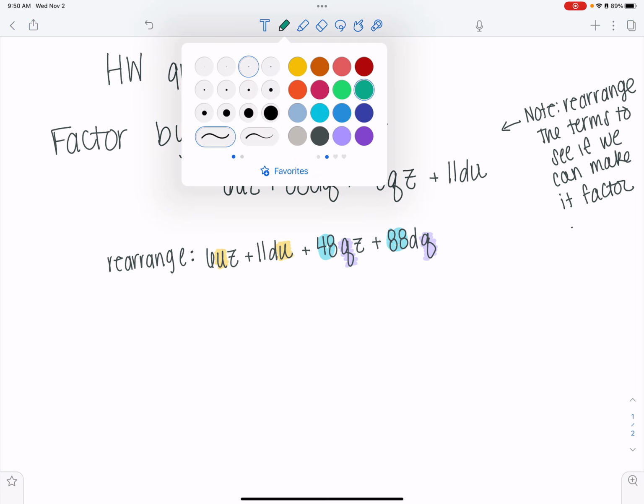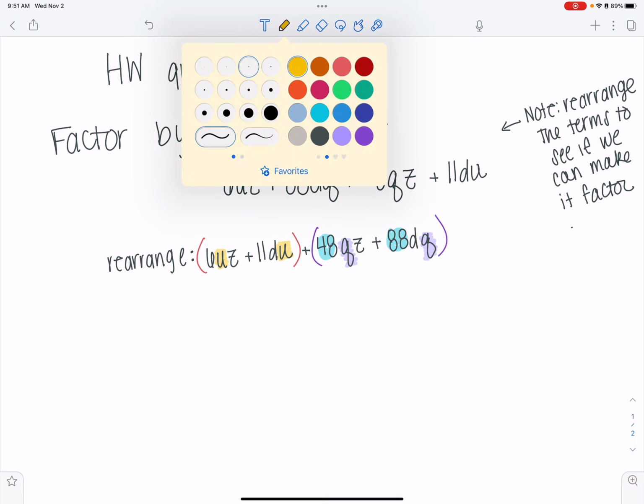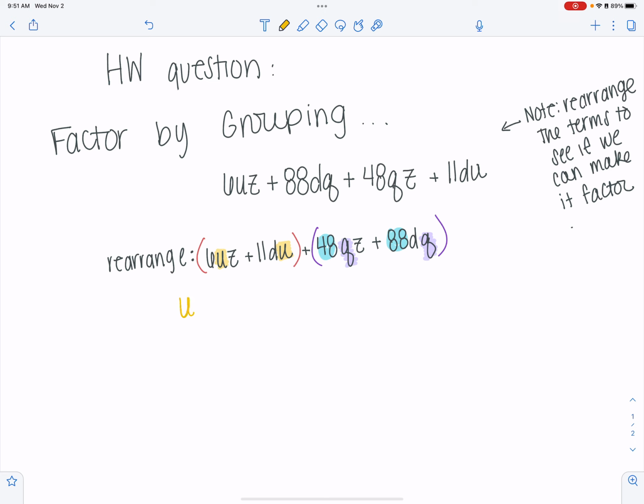Now I'm going to finish out my normal factor by grouping. So group up the first two, group up the second two. So the first two, 6uz and 11du, they only have a u in common. 6 and 11 don't have anything in common, but they do have a u. And so 6uz, I take out the u, I'm left with 6z. 11du, take out the u, I'm left with 11d. I'm going to do the same thing with the second one.